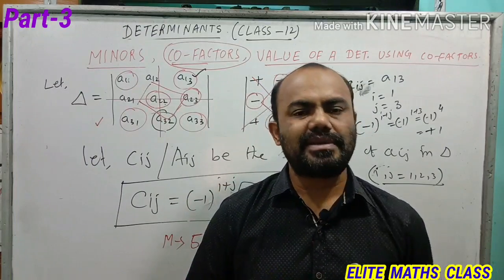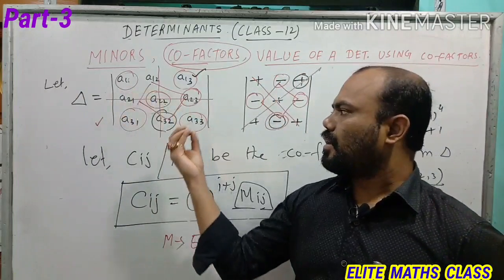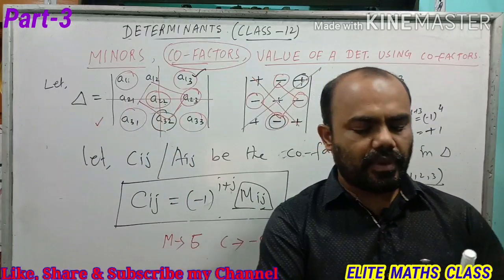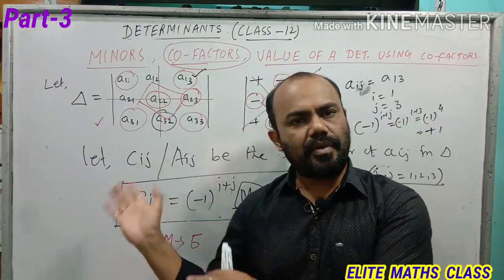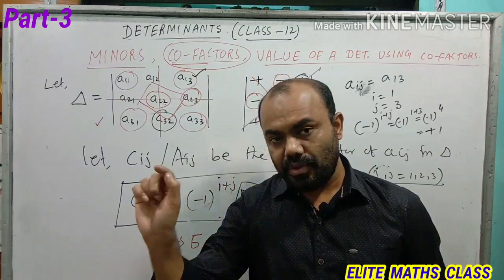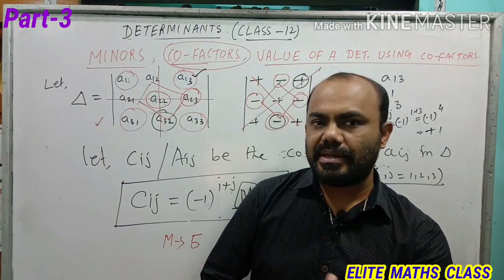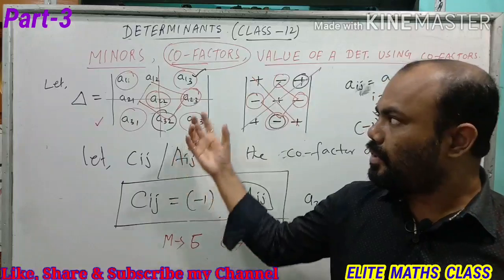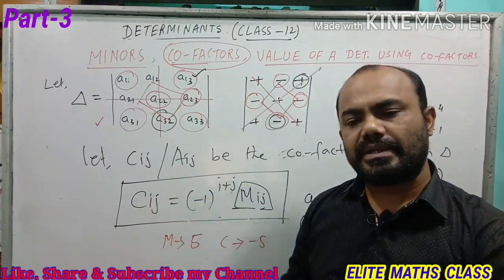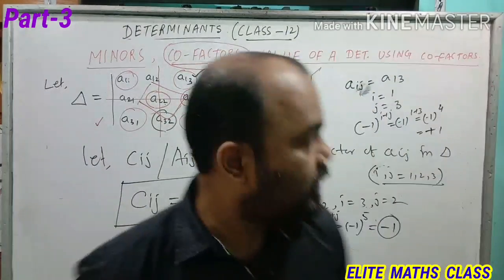of their minors. And what is the process of finding minors? For example, if you are finding the minor of Aij from a 3 by 3 determinant, what do you do? You have to delete that ith row and jth column from the given determinant. Then you will get a 2 by 2 determinant formed from the remaining elements. The value of that 2 by 2 determinant is the minor. Now let us see a numerical example.